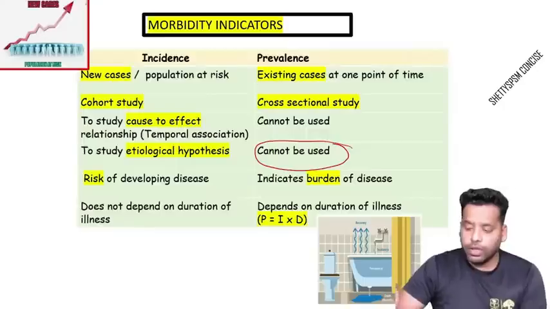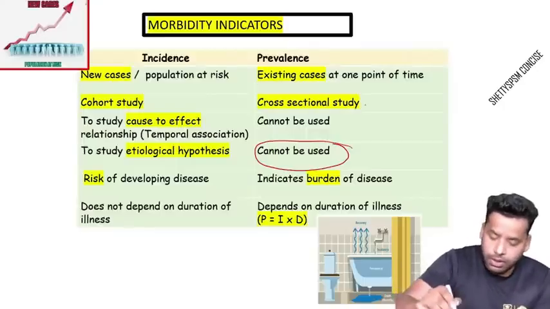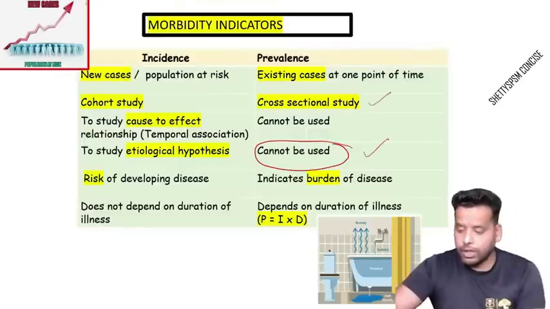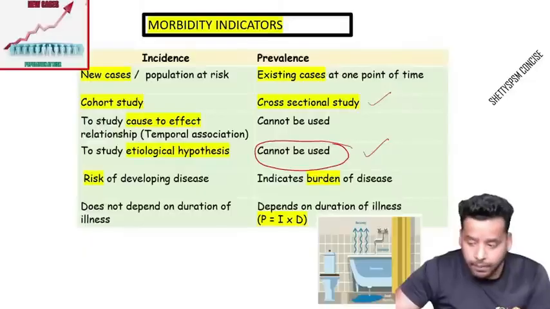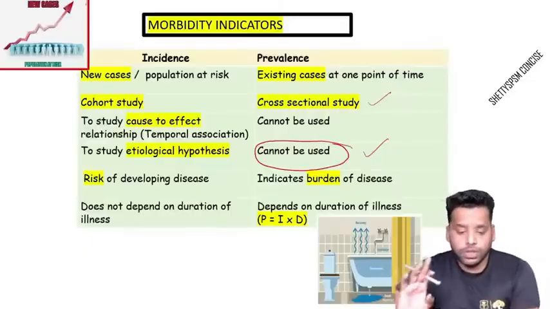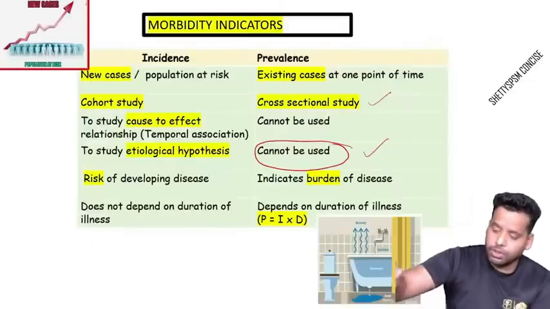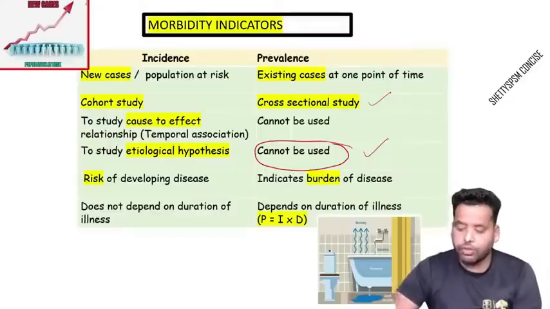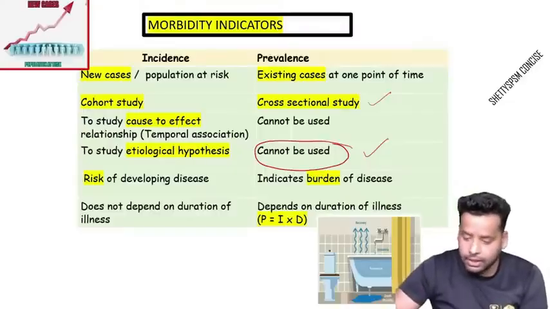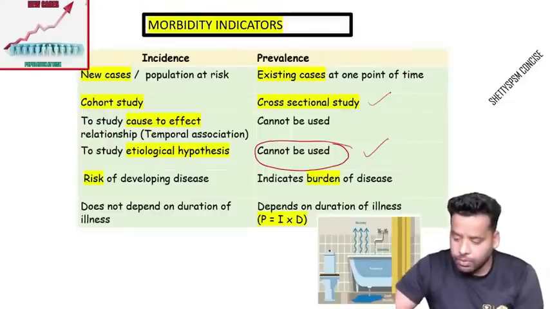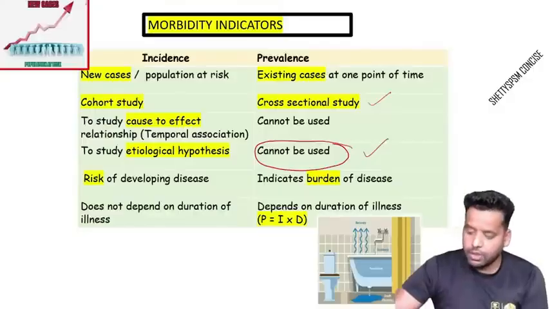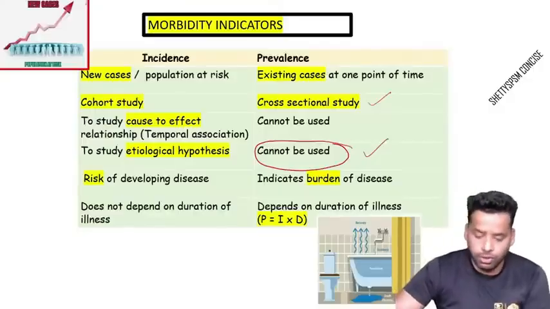Why can you not use cross-sectional studies for etiological purpose? See the words: cross-sectional studies cannot be used for etiological purpose. What is the reason? Temporal association is not proved. No follow-up. It is a snapshot. It is prevalence. There is no follow-up.